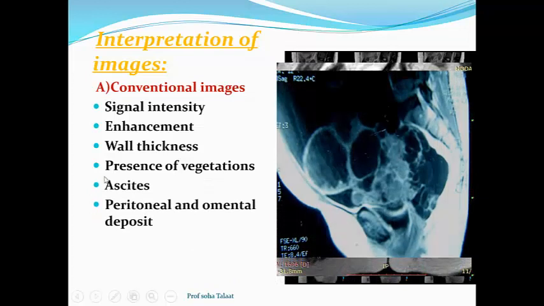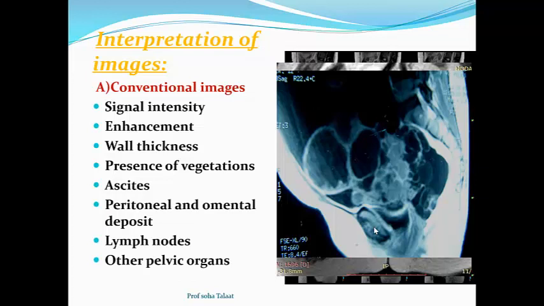Then the presence of secondary signs: presence of ascites, presence of peritoneal and omental deposits, and usually the peritoneal and omental deposits are similar to the mother tumor. Here, this is the mass, and here there is an implant in the Douglas pouch, cystic and solid like the primary tumor. If you have the primary tumor mainly solid, you will find peritoneal implants solid in nature. So these are the secondary signs, and don't miss searching for lymph nodes and the other pelvic organs. If it is infiltrating the bowel, this is very important. The posterior wall of the urinary bladder, so you have to comment on the other pelvic organs.